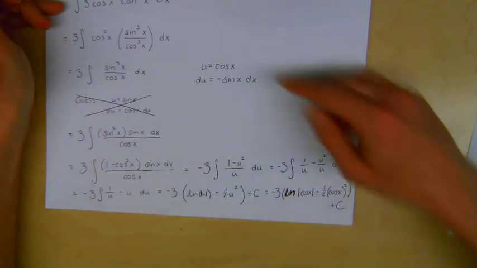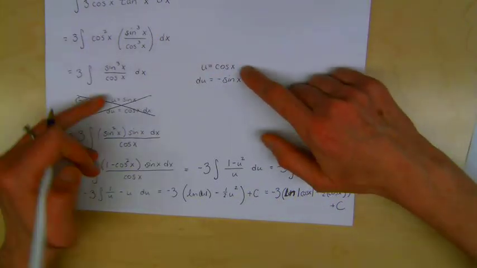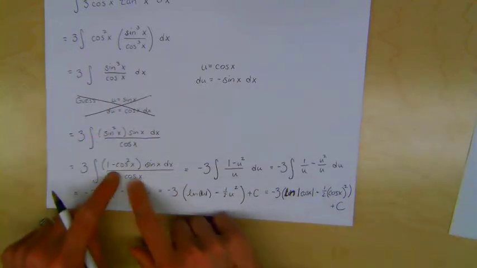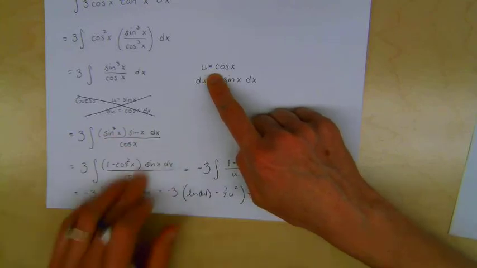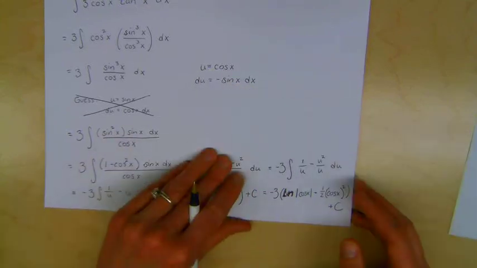The big takeaways: try to simplify things algebraically if you can. Identify your u and try to find a du, and then use trig identities to change all of your remaining trig elements into your u, leaving one du left over.